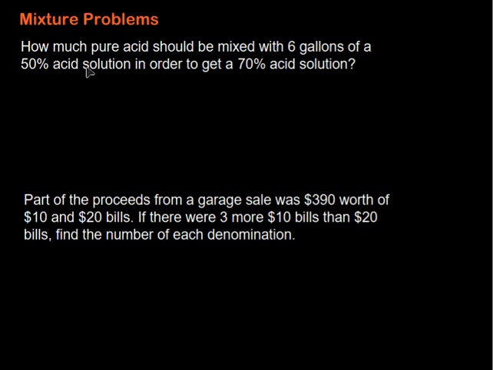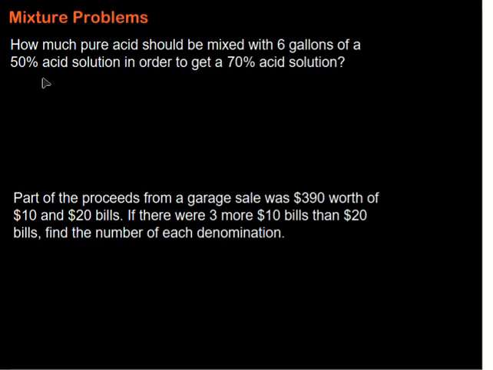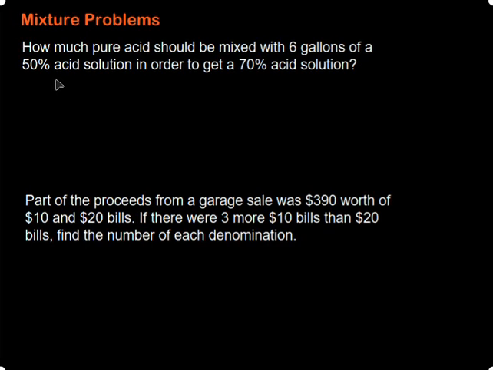This first one says, how much pure acid should be mixed with 6 gallons of a 50% acid solution in order to get a 70% acid solution? Well, first of all, we need to recognize that if we're talking about a 50% acid solution, that means 50% of that mixture is acid, and the other 50% of that mixture is probably water, something like that. So let's take a look at how that's going to come into play here as we work our way through this.